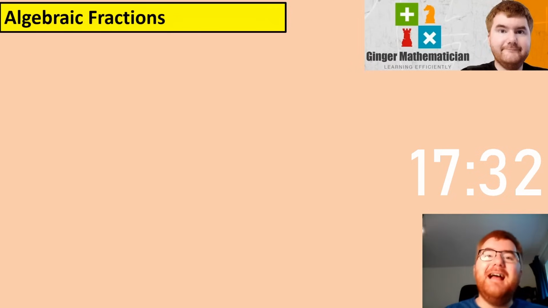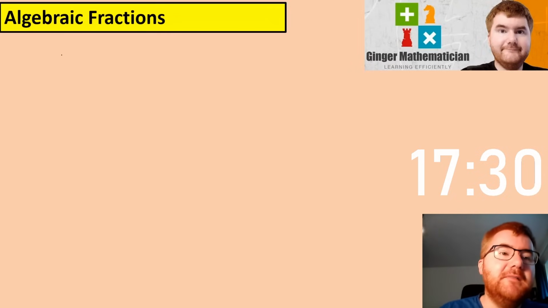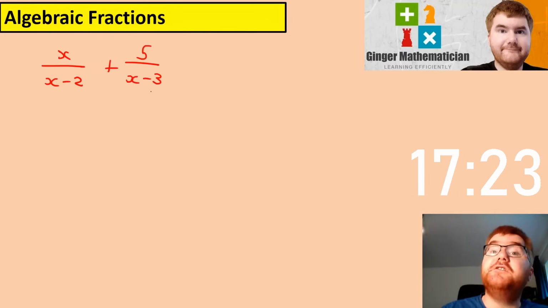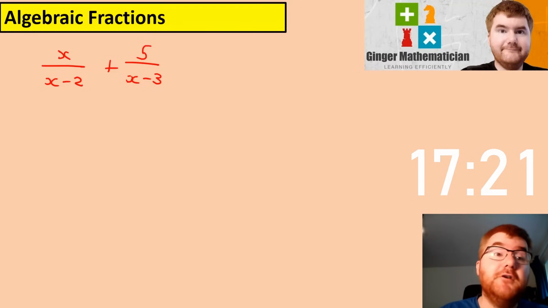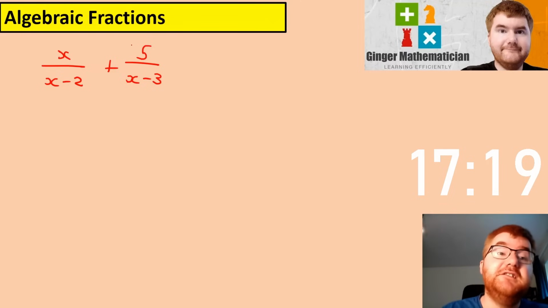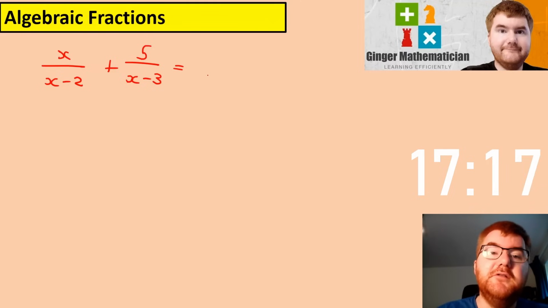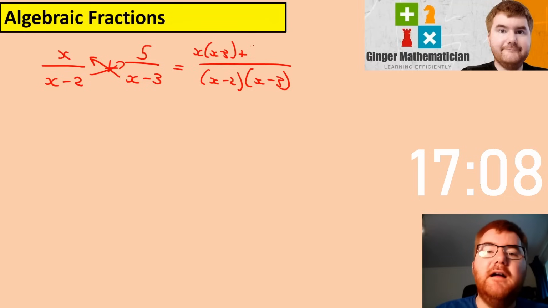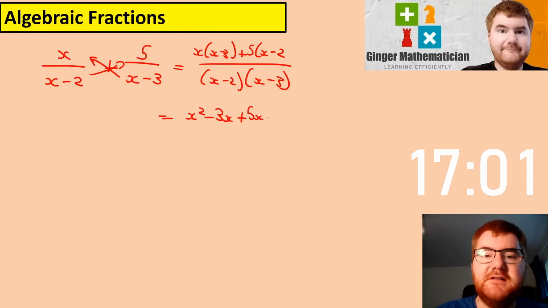Okay, algebraic fractions. So this could be something like x over x minus 2 plus 5 over x minus 3. When the denominators here are generally things with algebra, you can use the same fraction techniques as you've seen before. So we can just multiply the two things together, and then to work out the numerator, we can then just cross multiply. So we get x times x minus 3, and then we get 5 times x minus 2. That gives us then x squared minus 3x plus 5x minus 10.